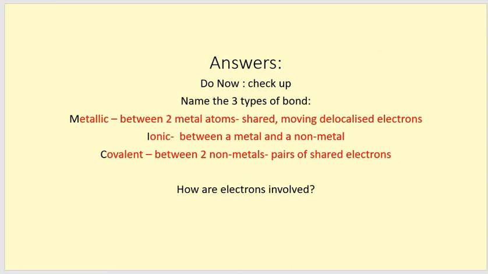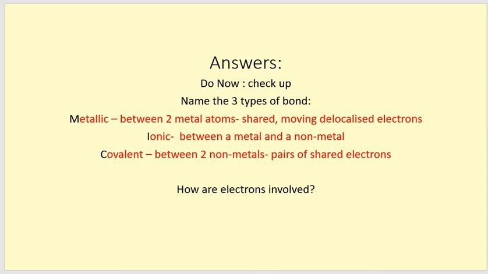Right, checking your answers. You have got metallic bonds between 2 metal atoms. They can either be the same type of metal or they can be 2 different metals in an alloy. Remember that word, I'm sure. They use shared moving delocalized electrons that are fluid. That gives the metal some of its properties, such as the fact that it will be able to conduct electricity.